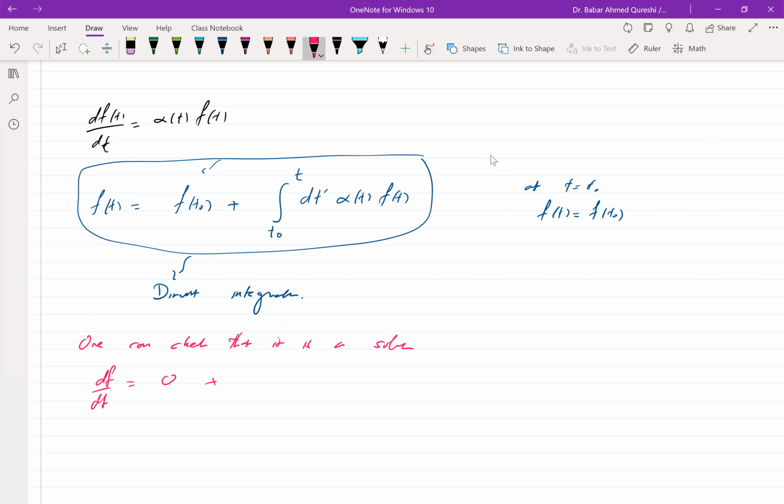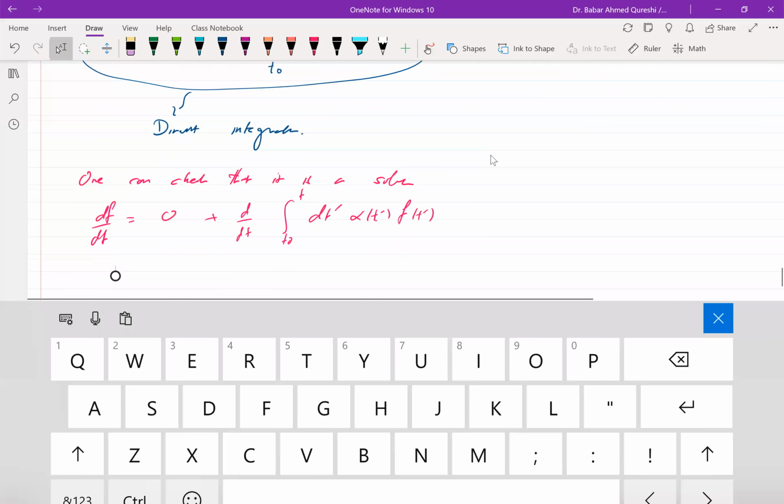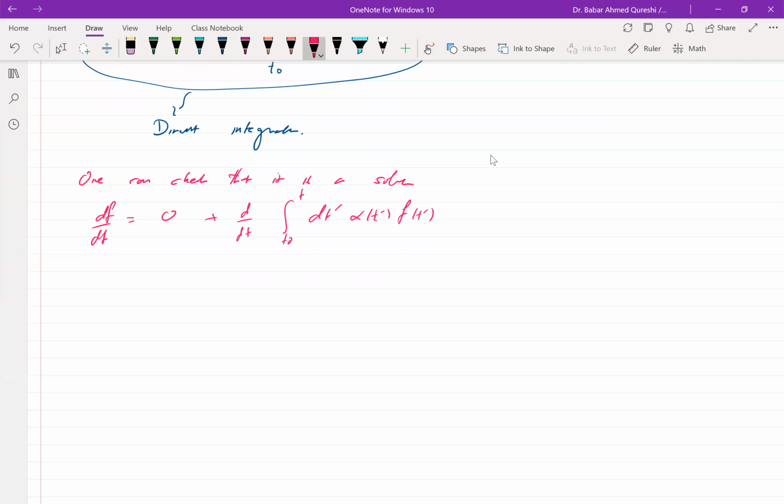Then I am differentiating. Sir, in the integral you have written dt, it should be t prime, dash? Dash, exactly, thanks. Then I am taking d by dt of this thing. So when you do this, you just get the thing which is inside, evaluated at the final limit.